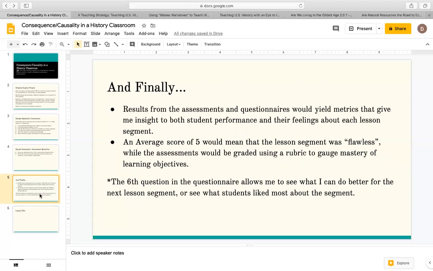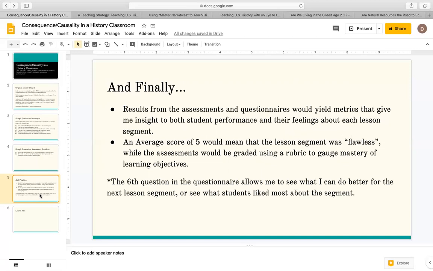And finally, I would have had the following. Results from the assessments and questionnaires would yield metrics that give me insight into both student performance and their feelings about each lesson segment. An average score of 5 would mean that the lesson segment was flawless, which of course we know it would not be. It would be maybe between a 3 and a 4 or a 2 and a 3. And the assessments would be graded using a rubric to gauge mastery of the learning objectives.